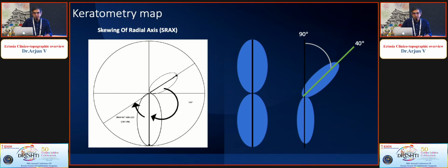One more aspect is, in any topography, the astigmatism is represented by the bow tie or two ellipses. If it's a regular astigmatism, both the ellipses will be in the same radial axis. But if it is irregular, one of the ellipses will start deviating away from it. This is known as skewing. And the amount of deviation will give you an idea about whether it's significant or not significant.